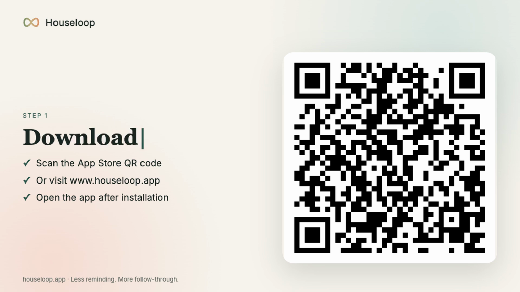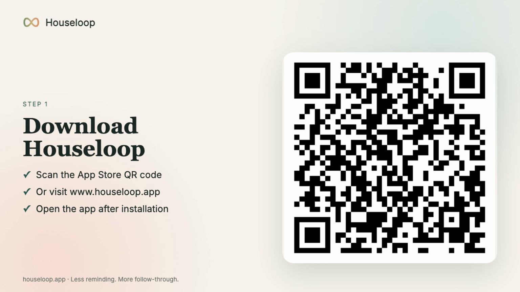First, download Houseloop. On an iPhone, open the App Store and search for Houseloop, or scan the QR code shown on screen. You can also open a browser and go to www.houseloop.app. The website gives you access to Houseloop on a computer and points mobile users toward the app. Once installation finishes, open Houseloop. If you are using the web version, choose the option to get started or create an account.